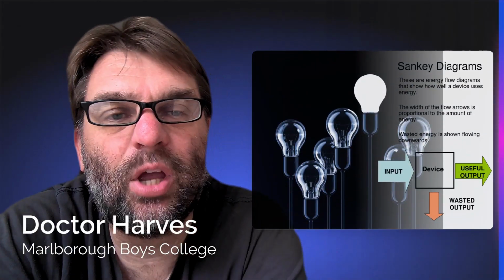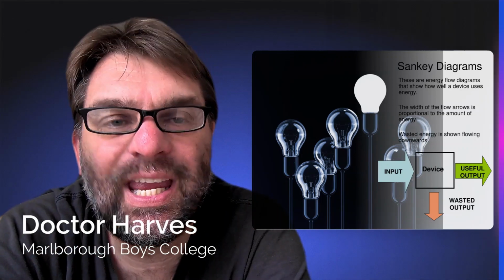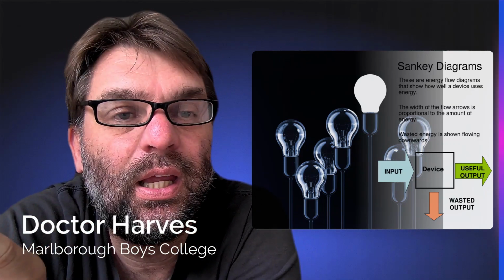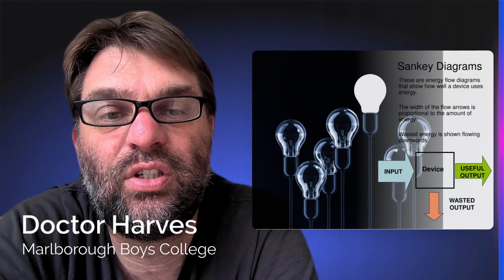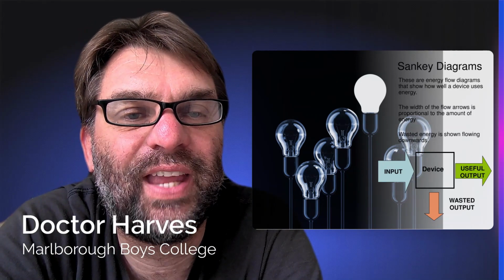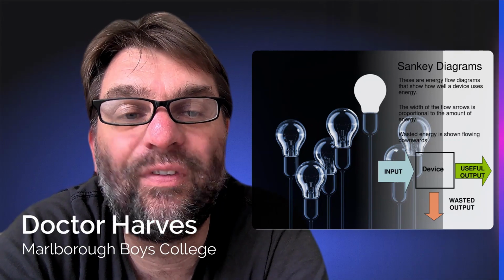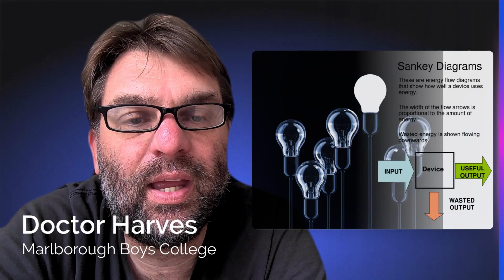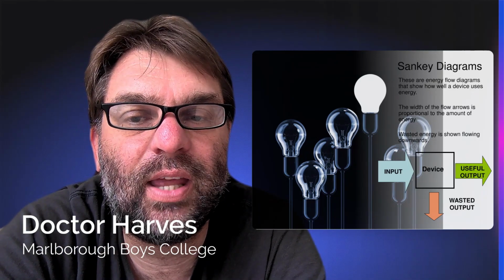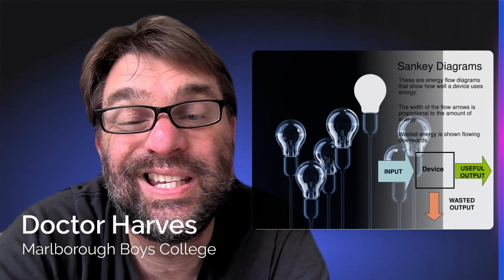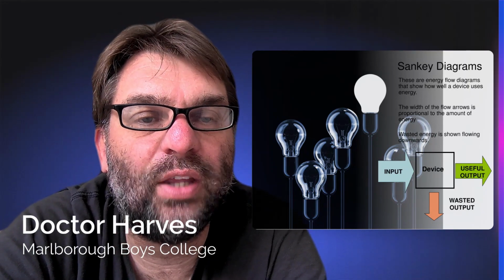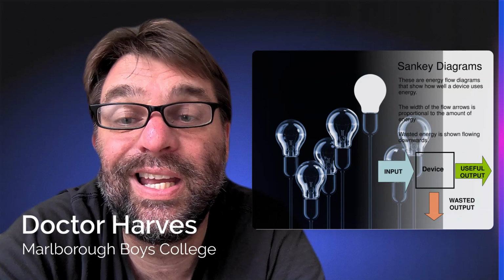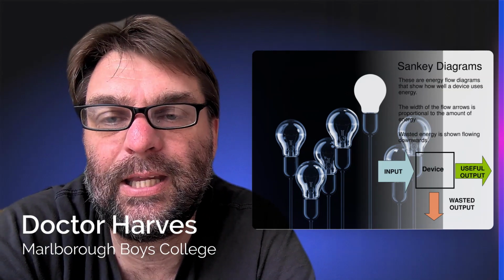Finally, that can also be illustrated in terms of something called a Sankey diagram. A Sankey diagram is an energy flow diagram which shows how well the device uses energy. The width of the arrows is proportional to the amount of energy being either inputted or outputted. You can see on the diagram that the width of the input is larger than the width of the useful output and wasted output arrows, and you'll also note that the wasted energy is always shown flowing downwards. That's just another way to illustrate energy efficiency and energy transfers.